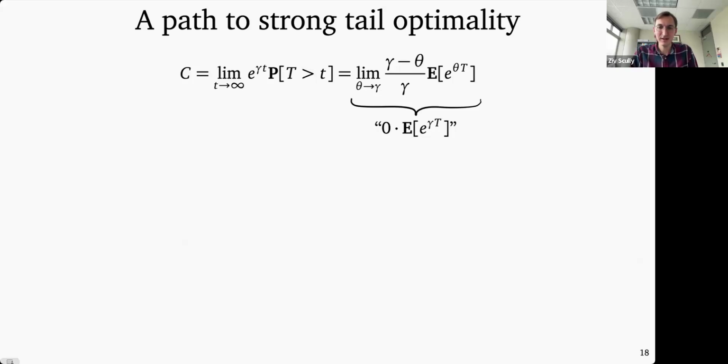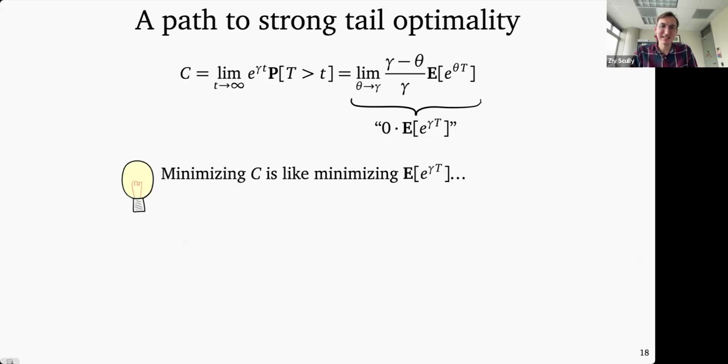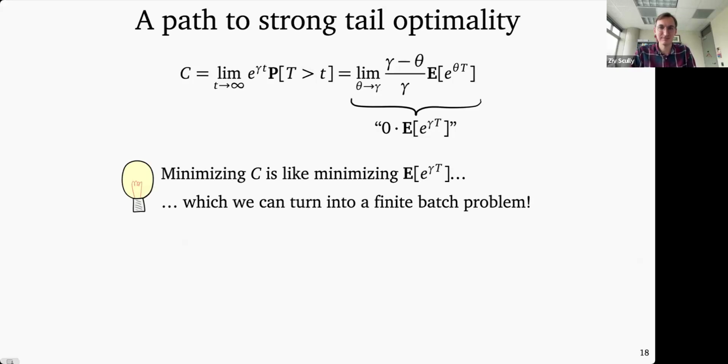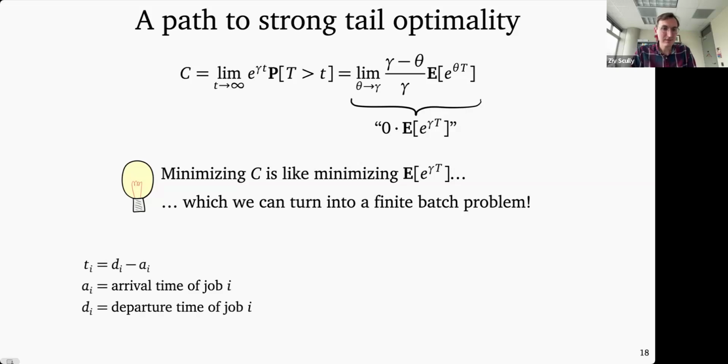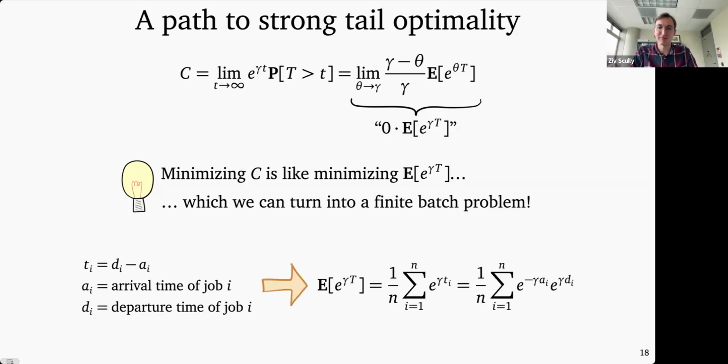So in some sense, minimizing C is like minimizing e to the gamma t, with a small caveat that that number is literally always infinity for every policy. But this e to the gamma t looks like something we could reasonably turn into a finite batch problem. And so that's what we do. We think about some finite batch of jobs where each job has some arrival time and some departure time. The departure time will depend on our policy, and we're trying to optimize some weighted sum of these exponents of response time.